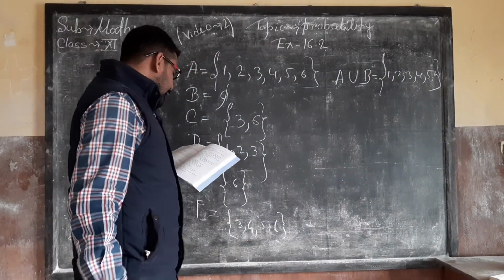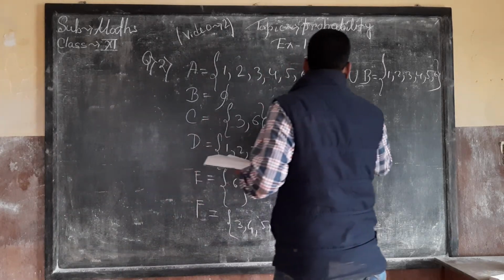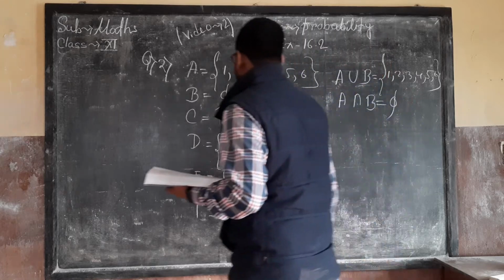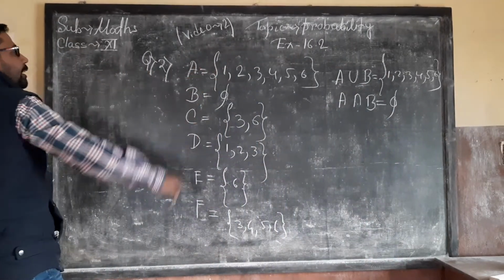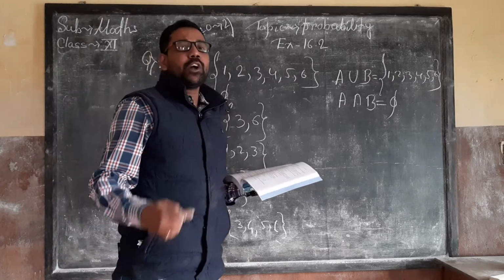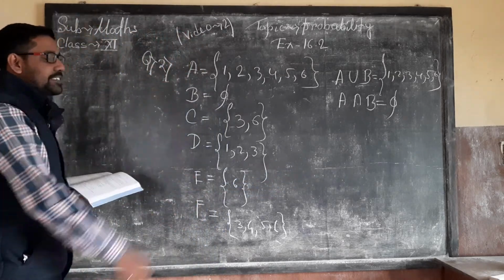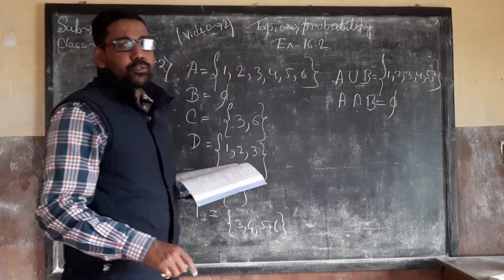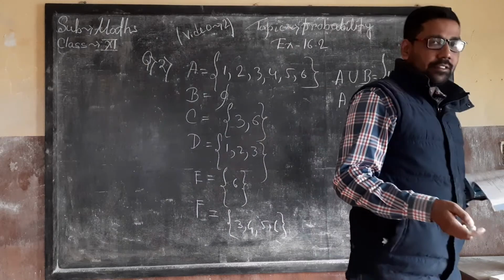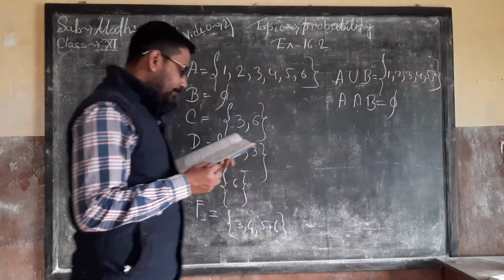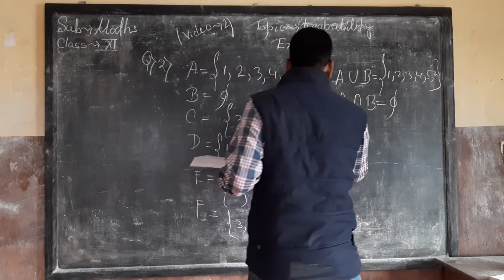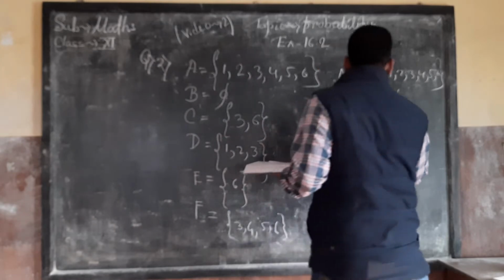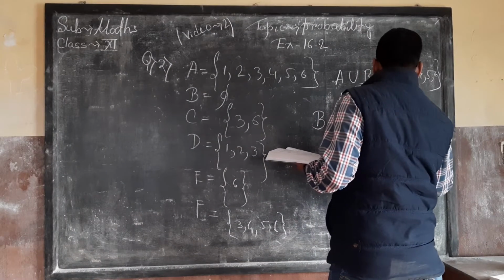Next one, A intersection B. A intersection B produces the null set, because A contains 1, 2, 3, 4, 5, 6 and B contains nothing, that means the null set. So A intersection B is the null value. Then B union C only produces 3 and 6.